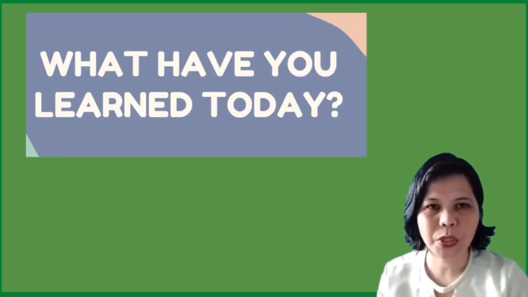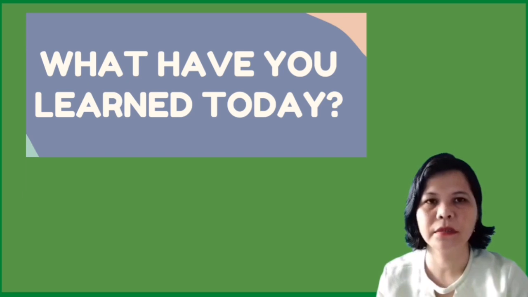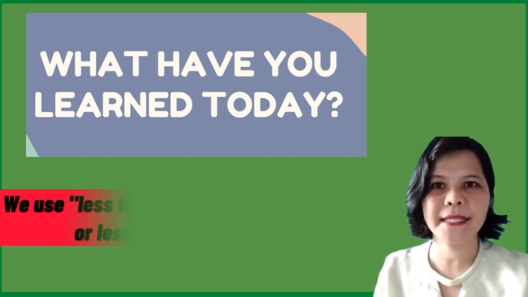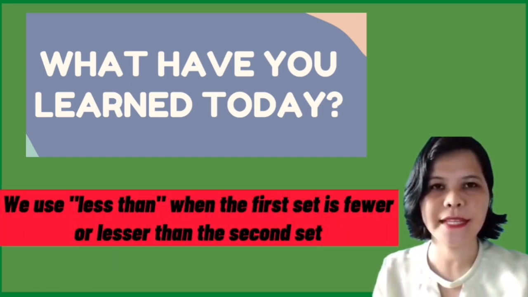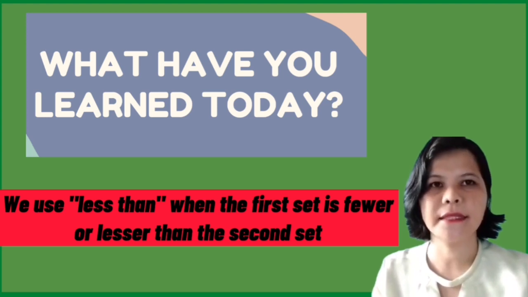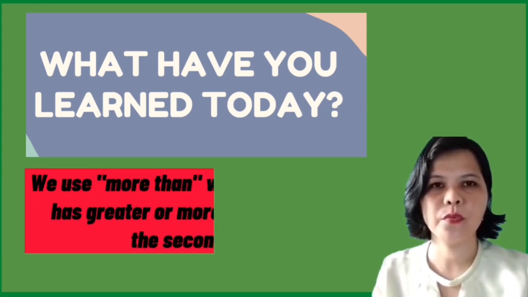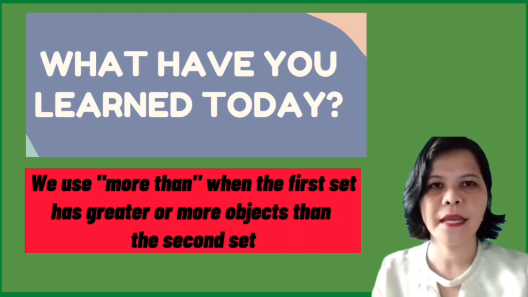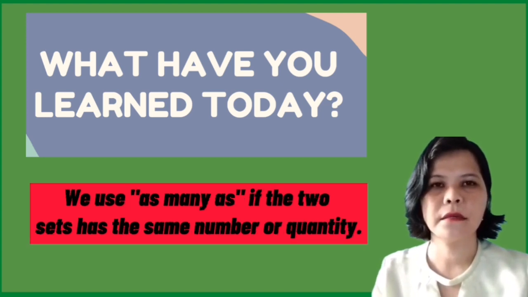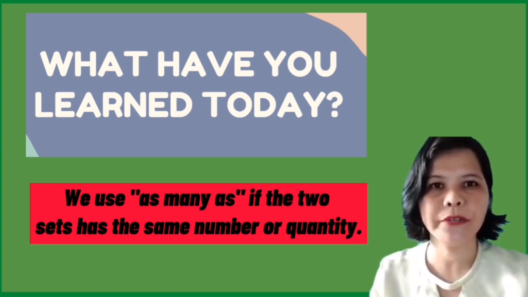Now let us recall what you have learned today in our lesson. So when do we use less than? When do we use more than? And when do we use as many as? Okay, so we use less than when the first set is fewer or lesser than the second set. Then we use more than when the first set has greater or more objects than the second set. And we use as many as if the 2 sets have the same quantity or number of objects.